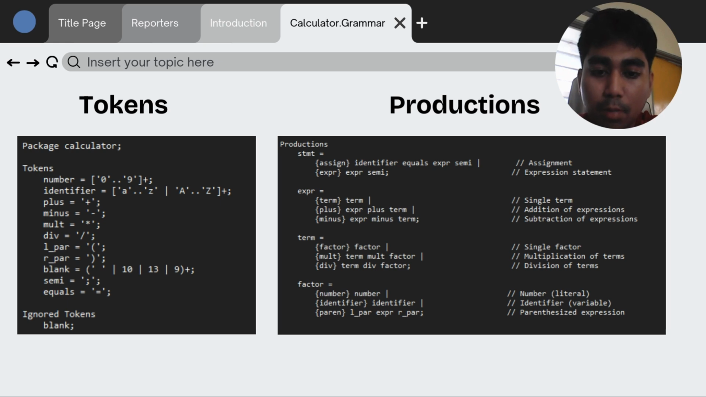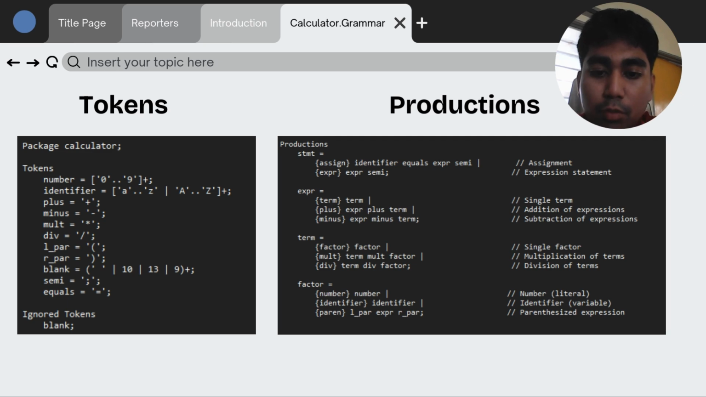LPAR and RPAR represent parentheses for grouping. Equals and semi represent the equal sign and semicolon respectively. For example, in the input x = 5 plus 3, each part corresponds to one of these tokens. So what are ignore tokens? The grammar specifies that blank spaces, tabs, and new lines are ignored. This means the calculator can handle inputs like x equals 5 plus 3 or x equals open bracket 5 plus 3 close bracket without any issue.